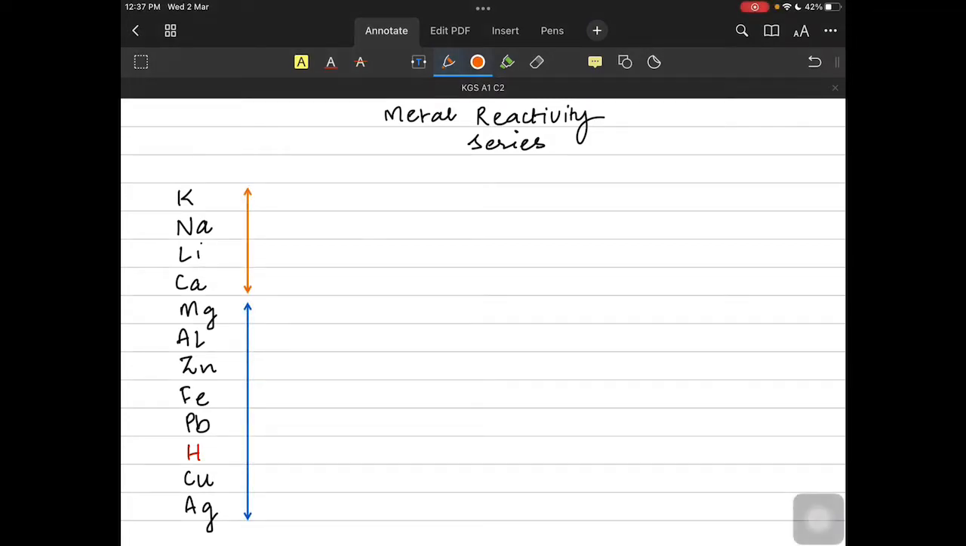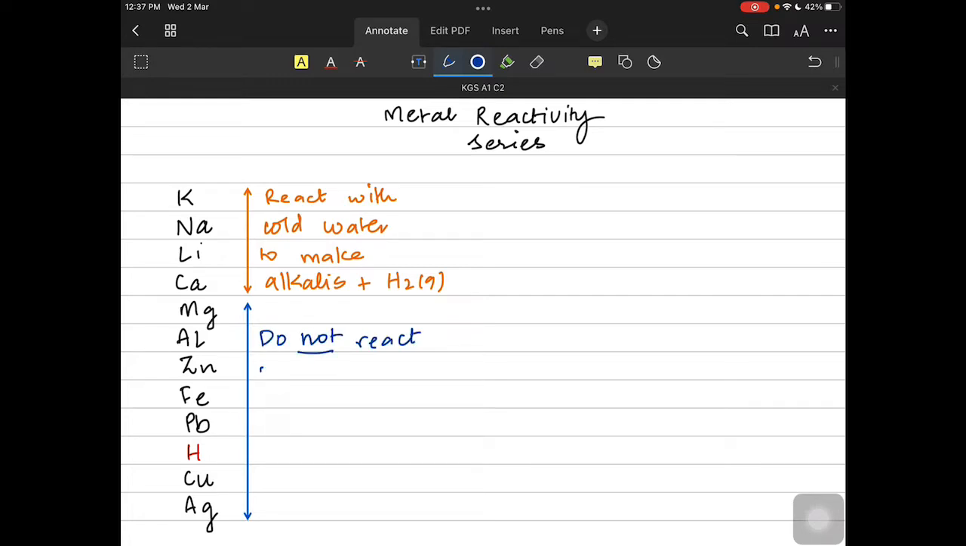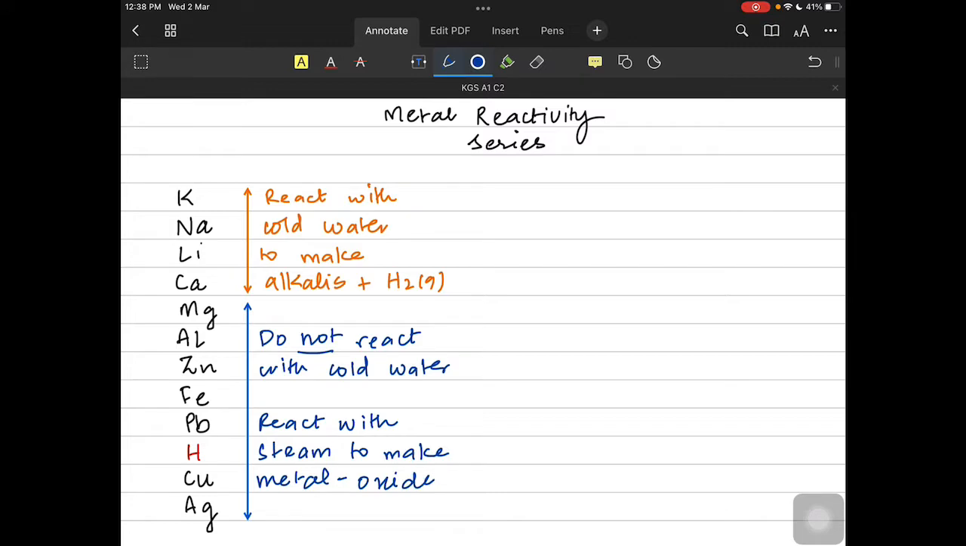We know the metals which are higher in the series react with cold water without any need for heat. When they react with cold water, they release hydrogen gas and make their alkalis. So hydrogen was one of the byproducts, and they make alkalis like potassium hydroxide, sodium hydroxide. The metals from magnesium till silver don't react with cold water and do not make their alkalis. They only react with steam. They make metal oxides in that case, not hydroxides. So they react with steam to make metal oxide plus hydrogen gas.